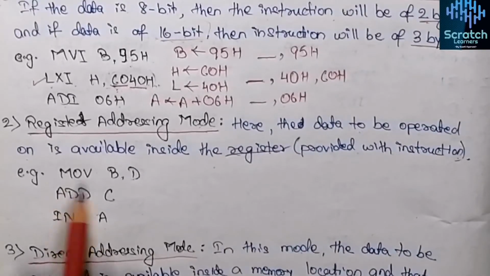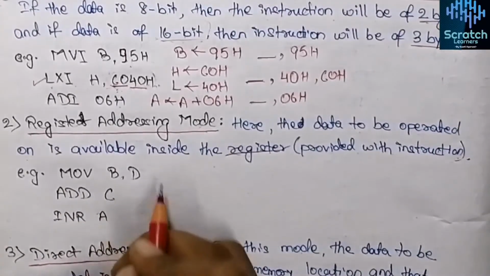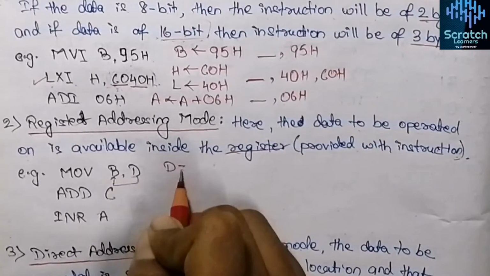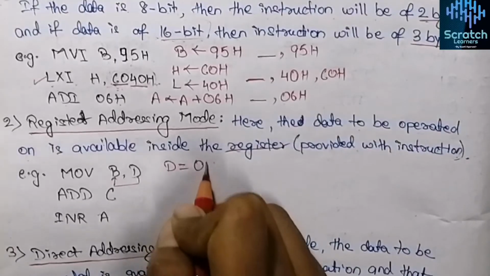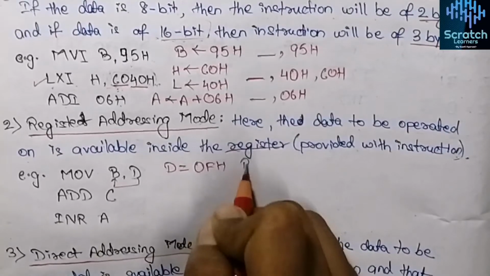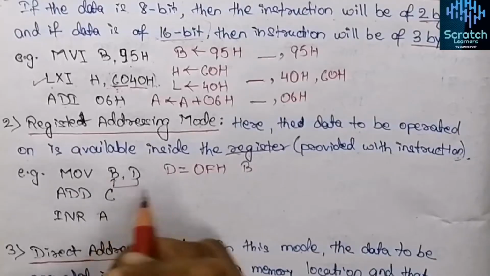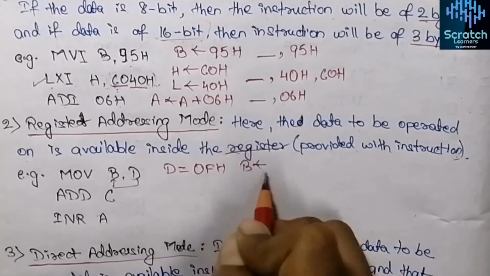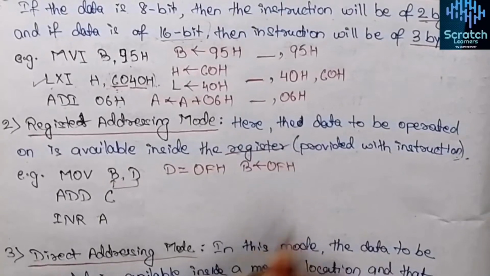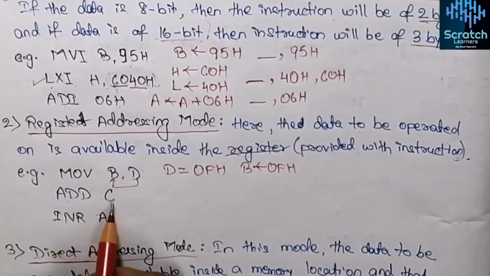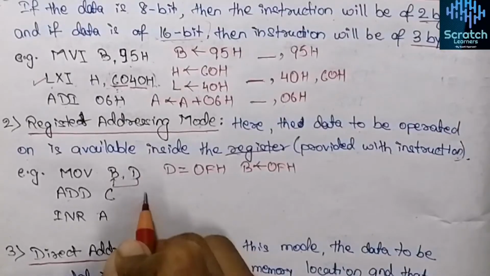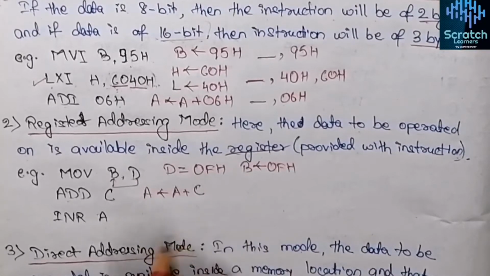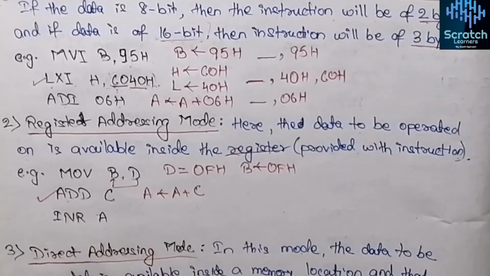Just have an example, MOV B, D. It will copy the content of register D into register B. Let's say the D register contains the data 0F hex; after execution of this statement, the content of the D register, that is 0F hex, will now be copied into the B register. The next one is ADD C. The content of the accumulator will be added with the content of register C. This is the work of the instruction ADD C.